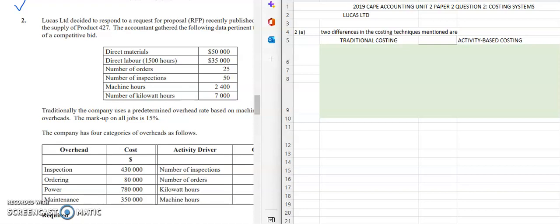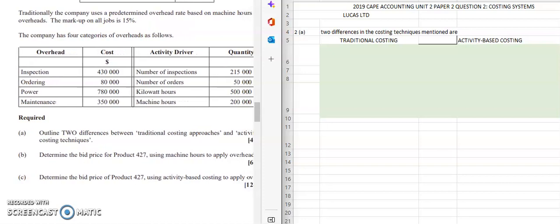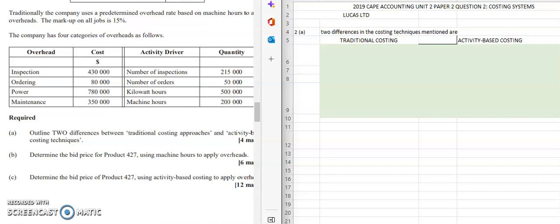Hi everyone. So today we're going to do the 2019 CAPE Accounting Unit 2 Paper 2 Question 2, which is on costing systems. So I have the question set up over here. It's saying Lucas Limited, and basically what the question wants us to do is to outline two differences between traditional and activity-based costing, as well as to calculate bid prices using those systems. So let's start.